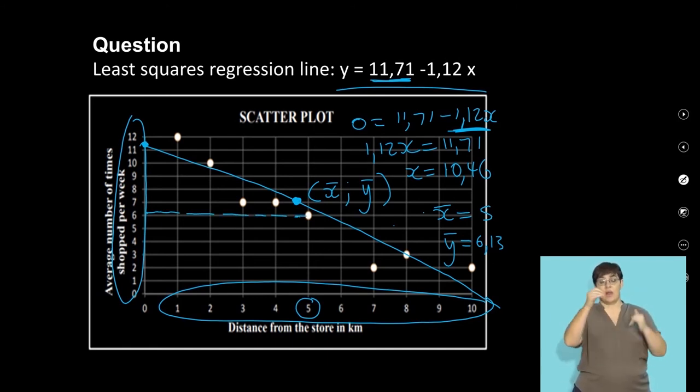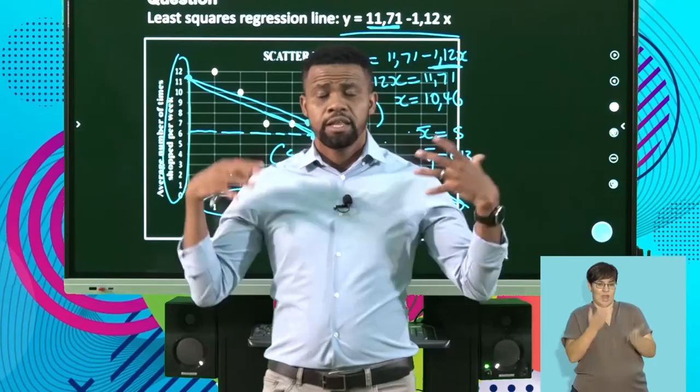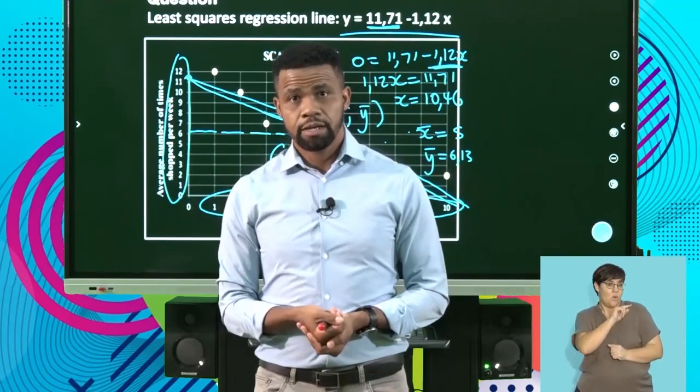So actually the least square line should pass through the mean, all the way. This is what we get. So it must pass through the mean. That's the new point you create, which is 5 and 6.13. Very important. That's how we draw the equation of the least square line, okay?